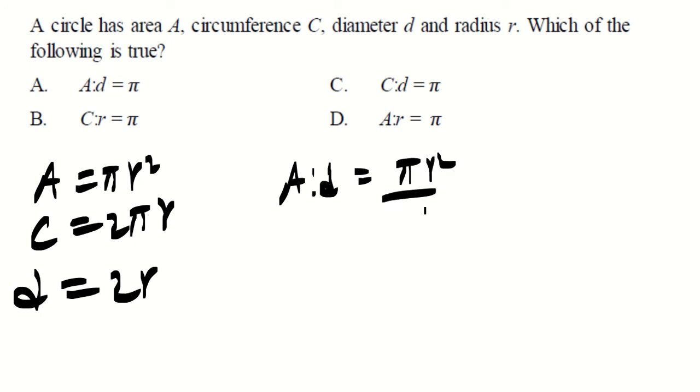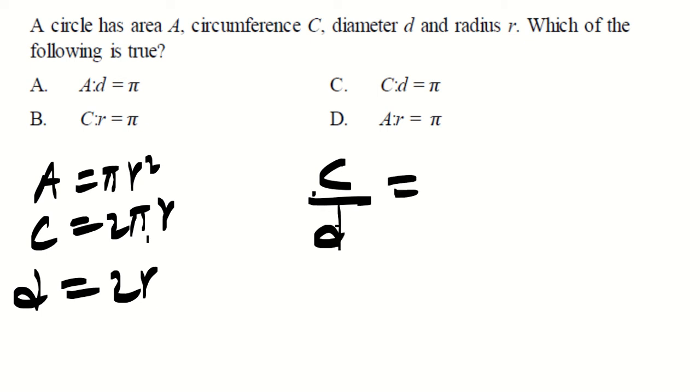Pi r squared, and the diameter is 2r. Will it give you pi? No. Which one will give you pi anyways? Obviously, circumference over diameter will give you pi. Circumference to diameter. Check it.